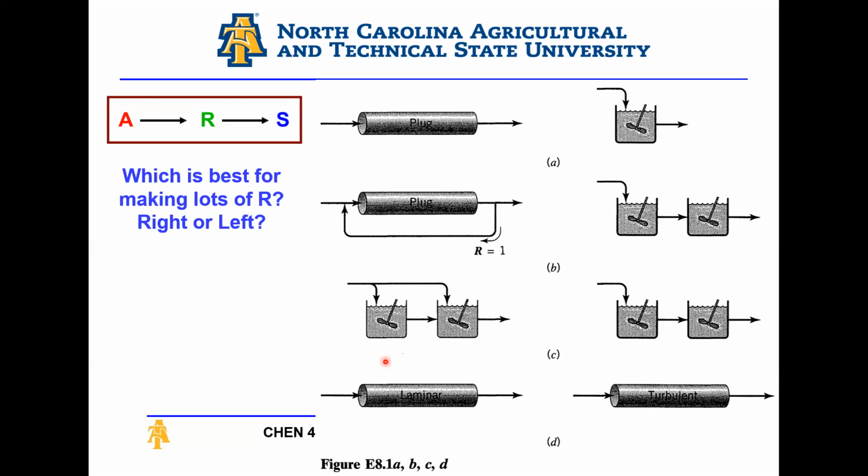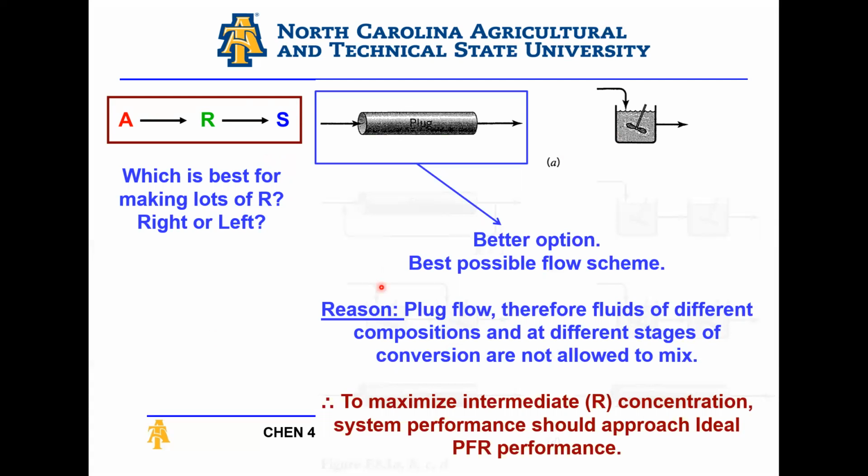or different conversions. So let's have a look at part A, where I'm looking between a plug flow reactor and a CSTR. And the plug flow reactor is always the better option to maximize the production of your intermediate, because in a plug flow, fluids of different compositions and at different stages of conversion are not allowed to mix. Because if you recall, we said in a plug flow, the way to think about it is like separate plugs or small cylinders of fluid just pushing each other. There is no mixing along the direction of flow. So the fluid at this stage, even though it will have a different conversion, is not back mixing with the fluid at this point.